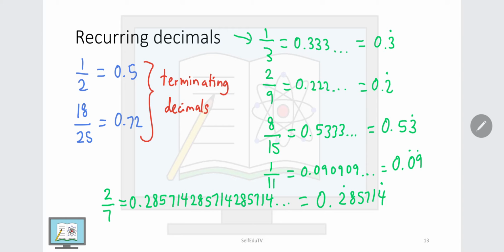Okay, even though we just place the dot on top of 2 and 4, 285, 714 are repeating. So we can place a dot on every digit, or we can just place a dot above 2 and 4. So all these are known as recurring decimals.